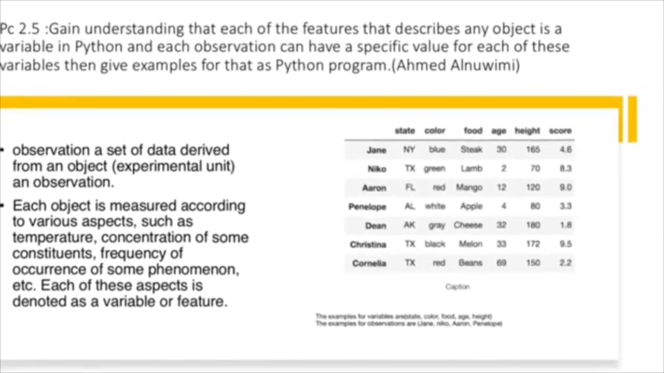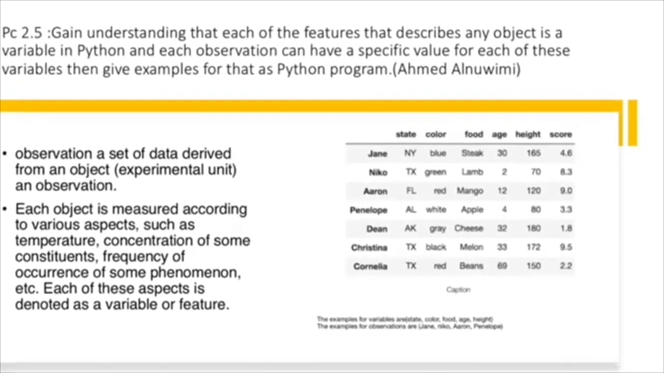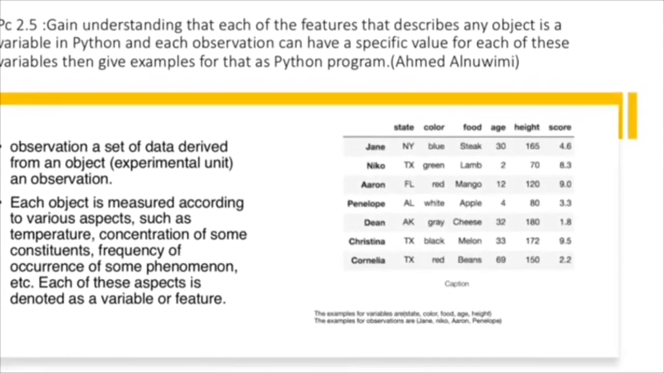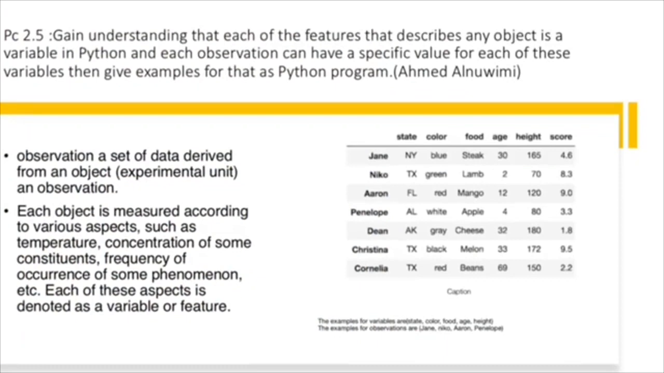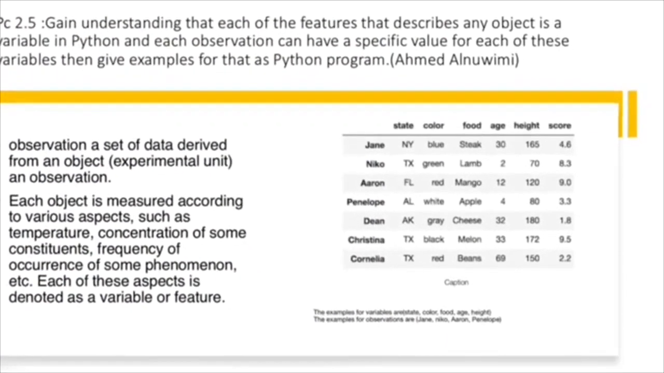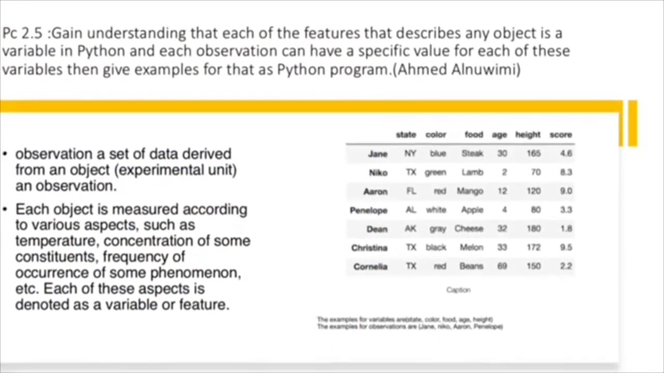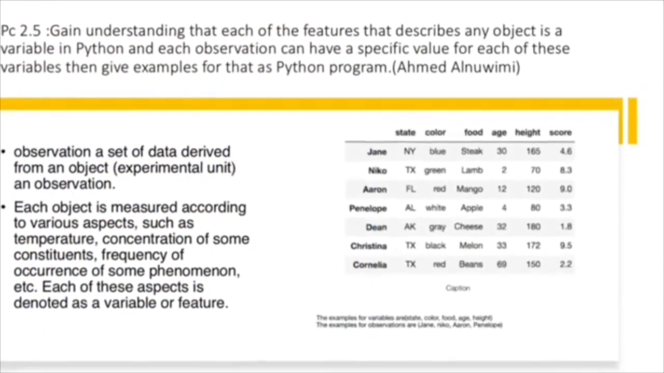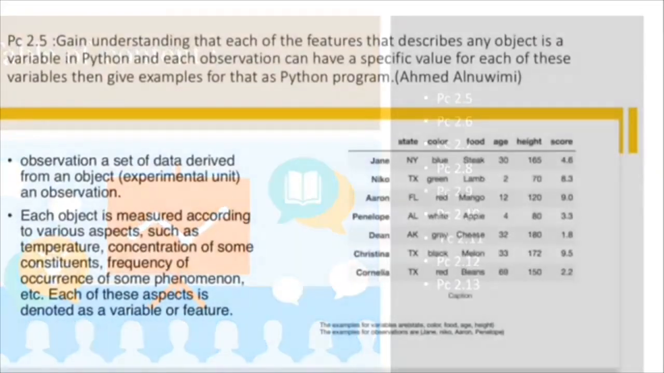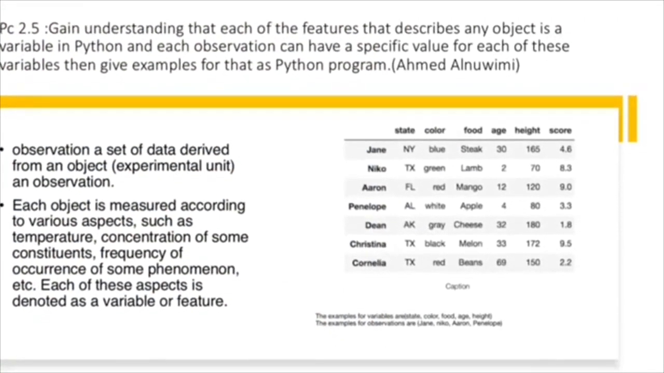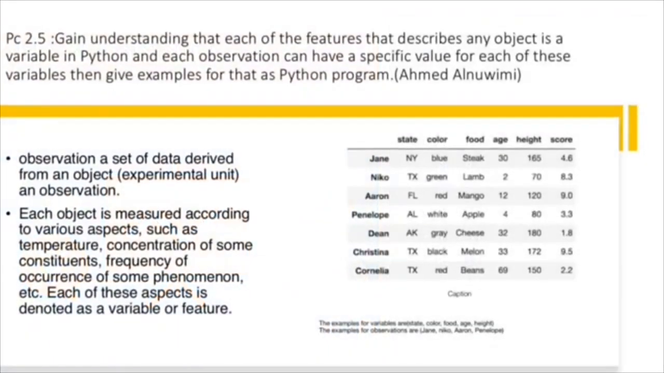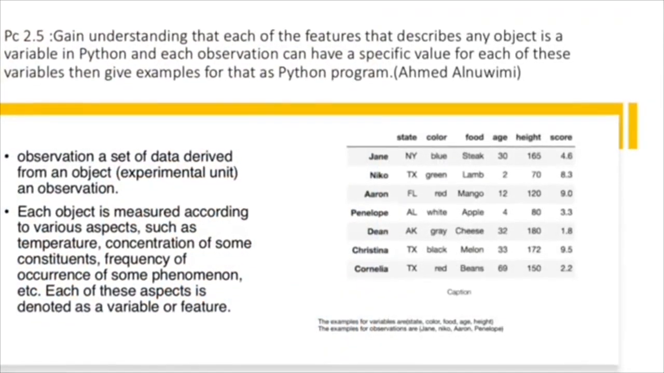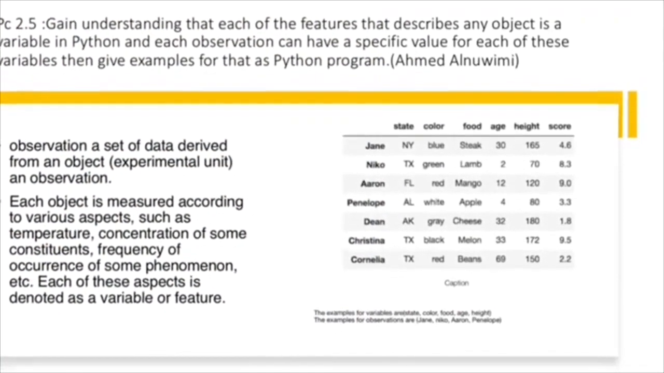BC 2.5 Observation: a set of data derived from an object. Experimental unit: an observation. Each object is measured according to its various aspects such as temperature, concentration of some constituents, frequency of occurrence of some phenomenon. Each of these aspects is denoted as a variable or feature.